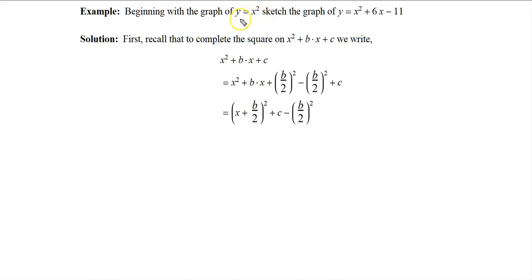So here we want to start with the graph of our basic parabola, y equals x squared, and then try to sketch the graph of this function, x squared plus 6x minus 11. Now what we want to do is take this function and rewrite it like this.